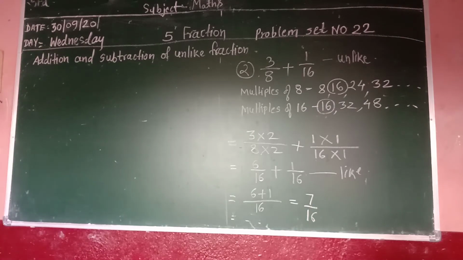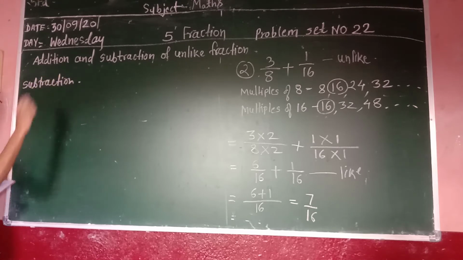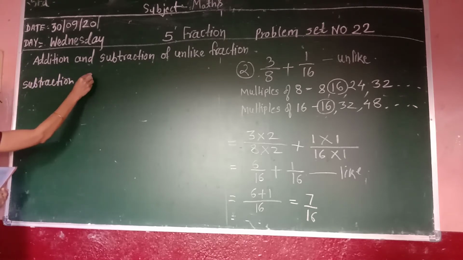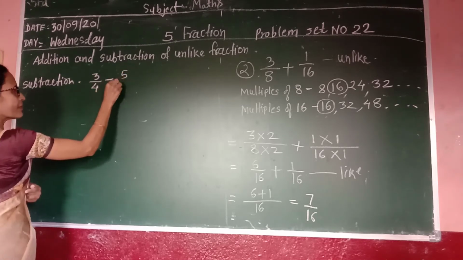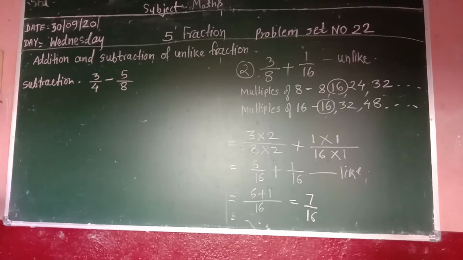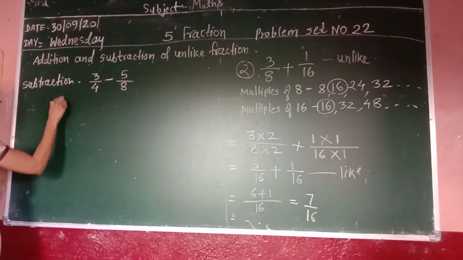For example, subtraction now. That is 3 upon 4 minus 5 upon 8. Okay, this is an unlike fraction. First we convert. Let us make 8 the common denominator of the given fractions. Okay, what can you do? You can find the common denominator and then write the multiples. What are the multiples? You can write down multiples here easily.